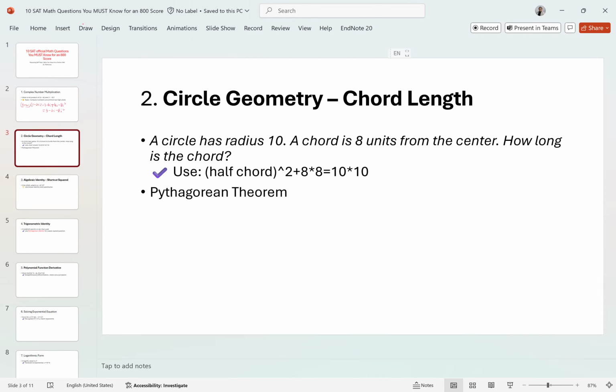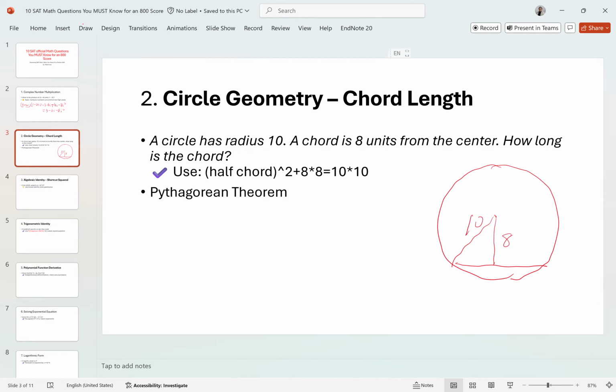The second question would be the circle geometry and the chord length. An official SAT math question could be: a circle has a radius of 10 and the chord is 8 units from the center. Then how long is the chord? We can draw a circle for this question, right? So a chord is 8 units away from the center and the radius is 10, right?